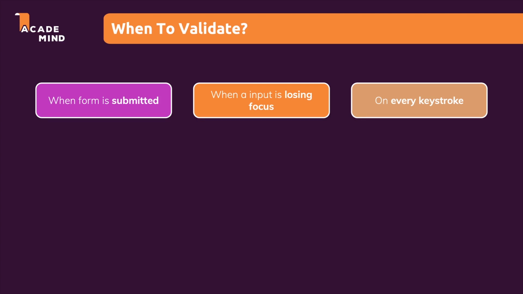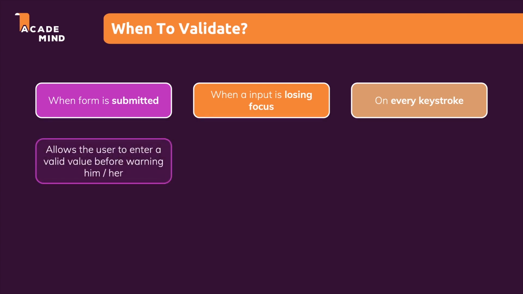Now, when you validate once the form is submitted as a whole, you, of course, allow the user to enter a valid value before possibly warning him or her. That means if the user starts typing in, let's say, the email field, you don't tell the user that the entered email address is wrong before the user even had a chance of entering one. So that's good. You wait until the user is done, and then you possibly show an error.